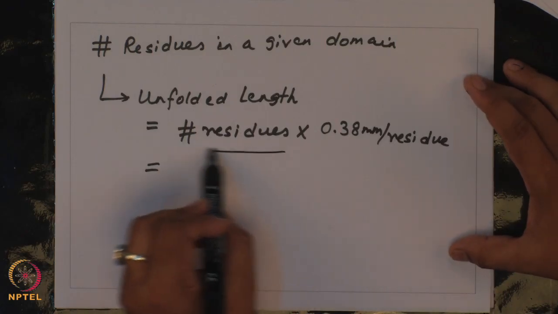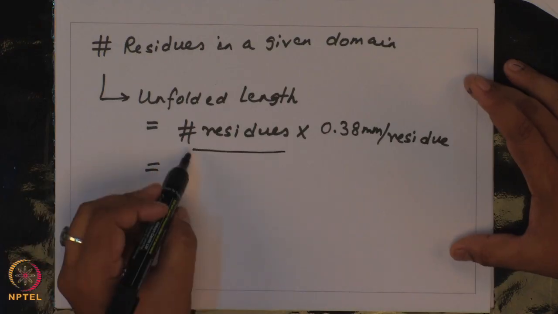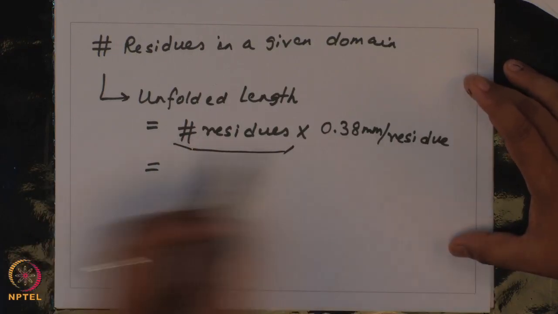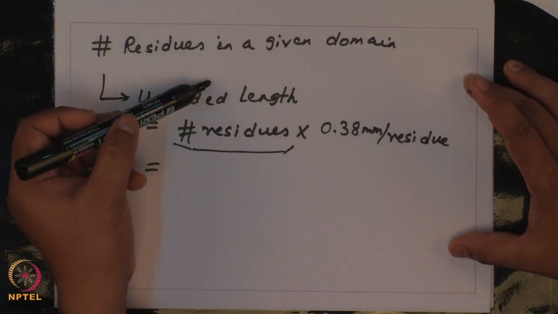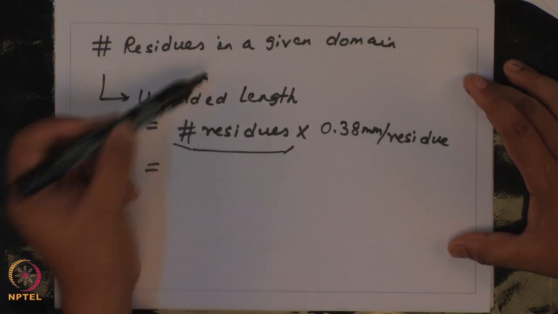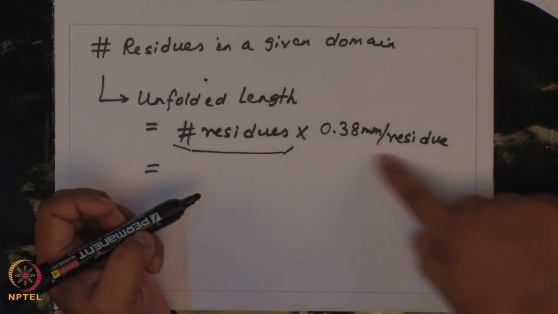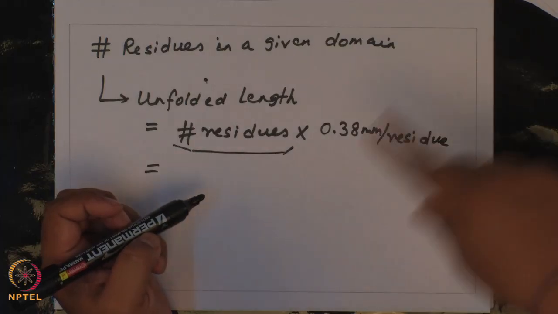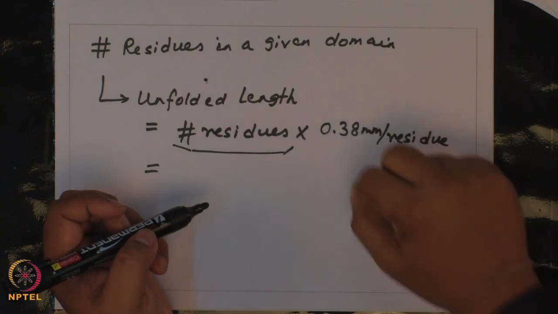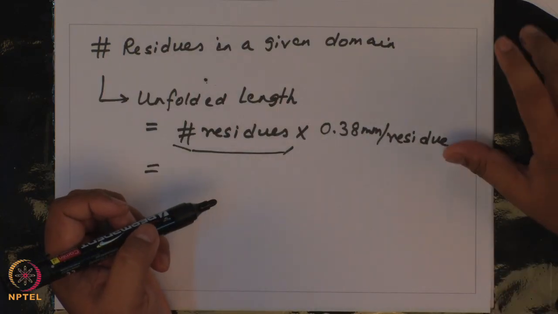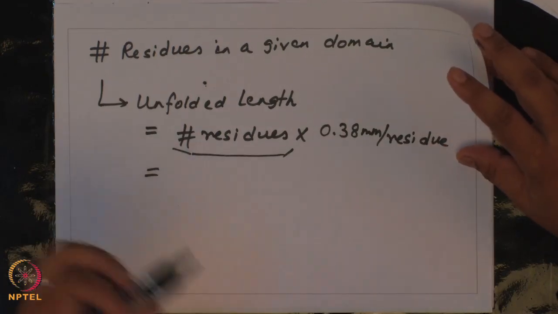Now, because you know the number of residues, you can calculate this. Whichever unfolded length that you experimentally measure tallies or is closest to this particular value, then you can assign that this particular L corresponds to this domain, and so on and so forth. So, this is how you do the assignment for the simplest cases, let us say you have an engineered polypeptide where you have the same repeating unit.